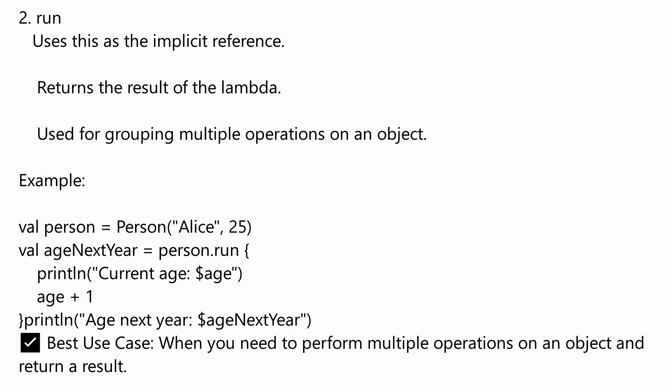The second one is run. Run uses this as an implicit reference. Run returns the result of the lambda. It's used for grouping multiple operations on an object.